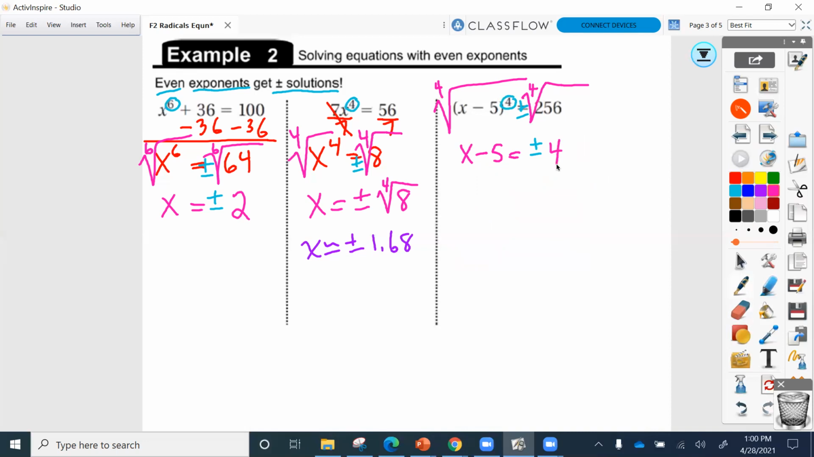Okay. So now, if we add 5 to both sides, we have x is equal to positive 4 plus 5, or x is equal to negative 4 plus 5. So our two answers will be 9 or positive 1.